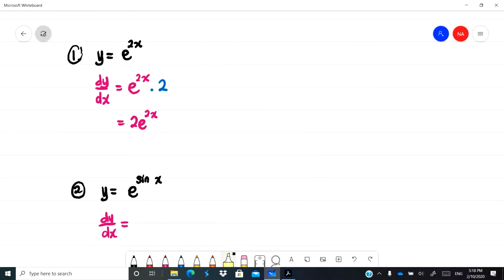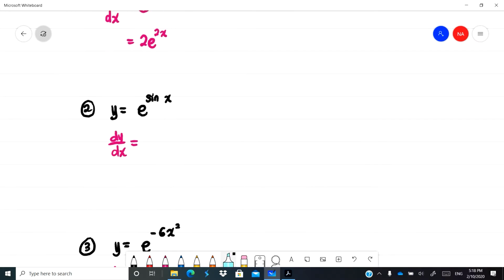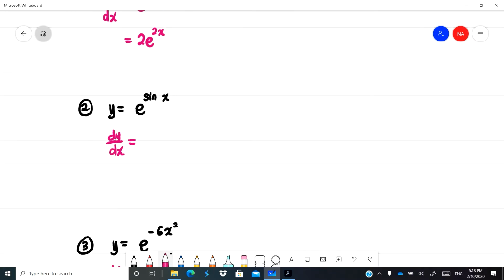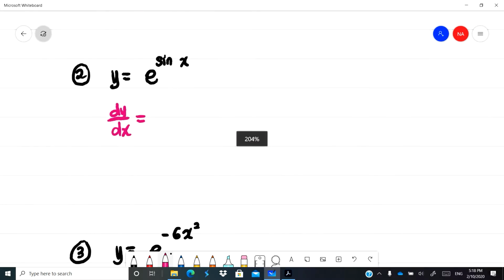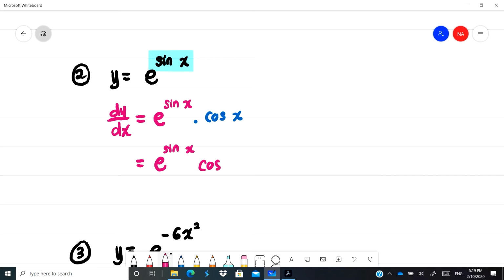You will get 2e to the power of 2x. So let's look at the second question. You're given e to the power of sin x. We know that for e, which is an exponential function, it is unchanged, so you just copy the same thing, e to the power of sin x. But now it is not x at the power, it is sin x, so you have to differentiate that sin x. Differentiating sin x will become cos x. So your final answer can be written as e to the power of sin x times cos x.